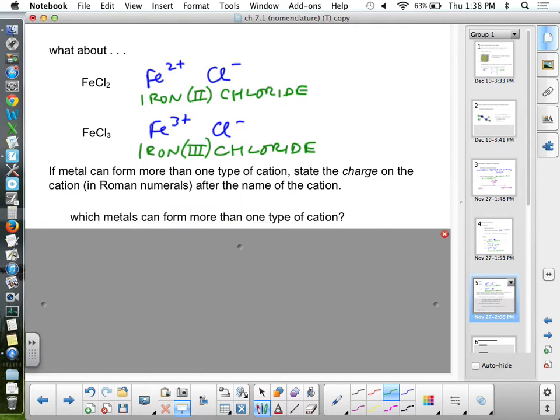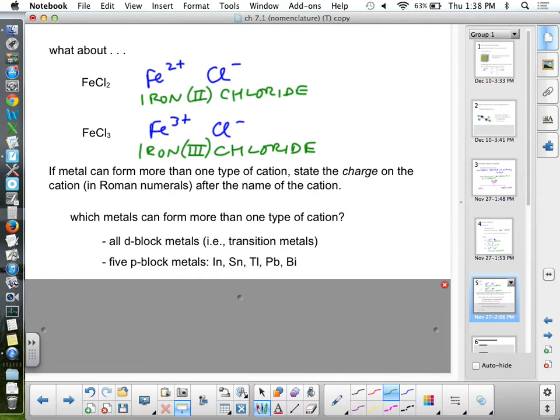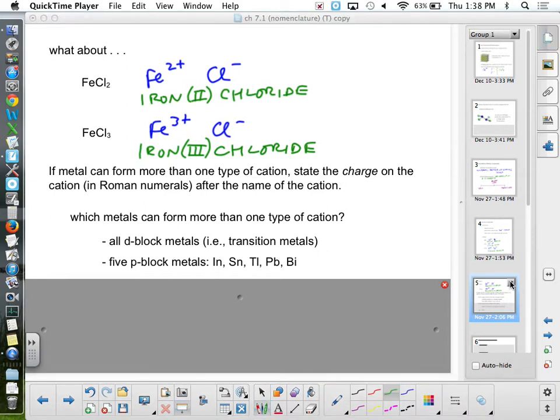Well, which metals are these? All of the d block metals can form more than one type of cation, and 5 of the p block metals can also form more than one type of cation. They are indium, tin, thallium, lead, and bismuth. You don't need to memorize those; they will be given to you.